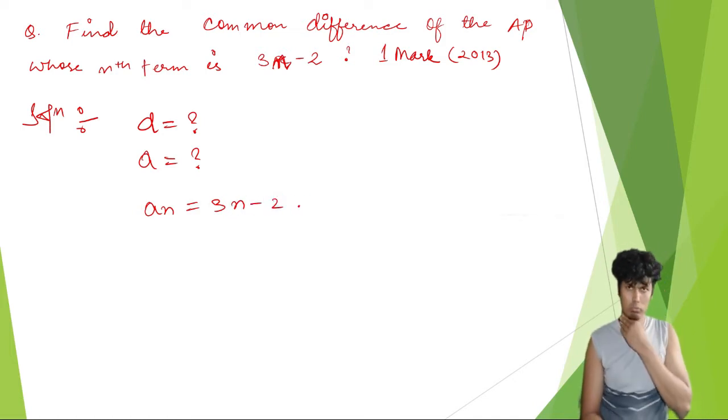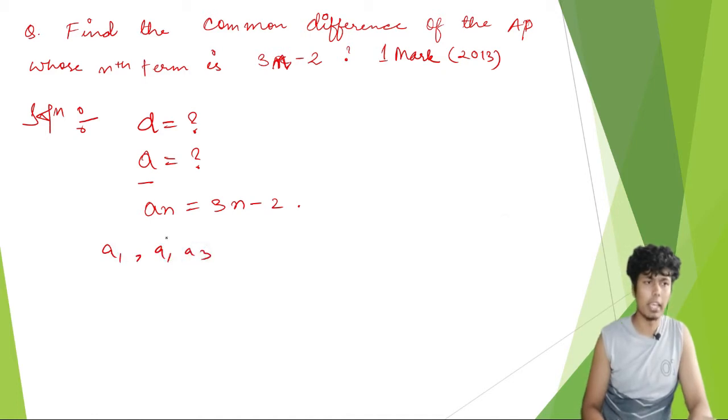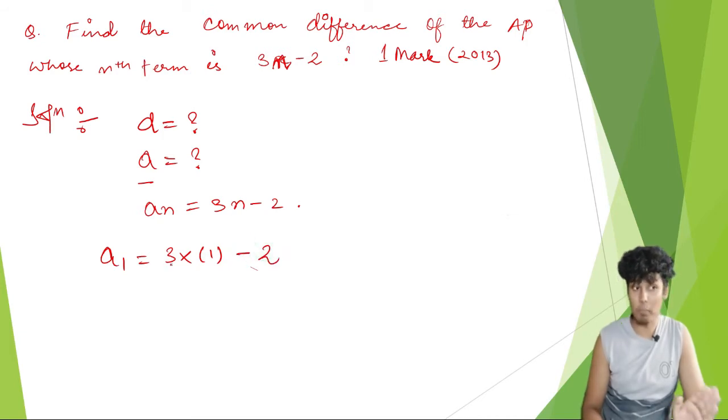Now, what are we going to do? We need to find the value of a first, after that d. If we find the value of a1, a2, a3, then a2 minus a1 will be d. It is simple. Let us find the value of a1. Instead of n, you put 1. So a1 will be 3 into 1 minus 2. Three 1s are 3, minus 2, it is 1. Now let us find a2.